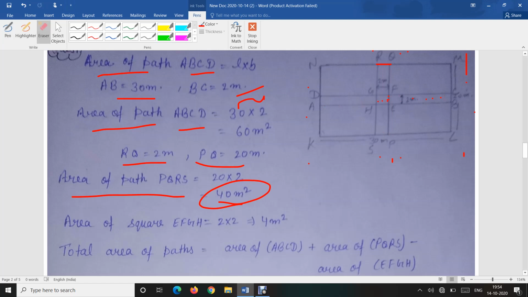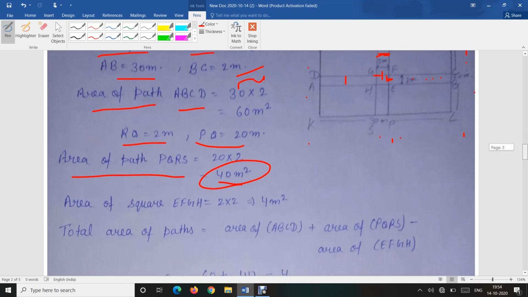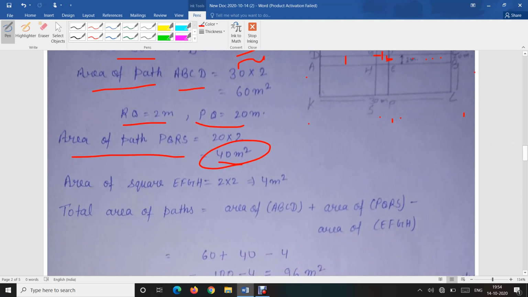That's why we can see that this is a square shape, because we know that the width is 2 meter, so this side will be 2 meter. Also the width in this way is 2 meter, so this side will also be 2 meter. And all the sides are equal in the case of a square, so it is a square. So we can find out the area of square EFGH, which is side multiplied by side, which is equal to 2 multiplied by 2, which is equal to 4 meter square.